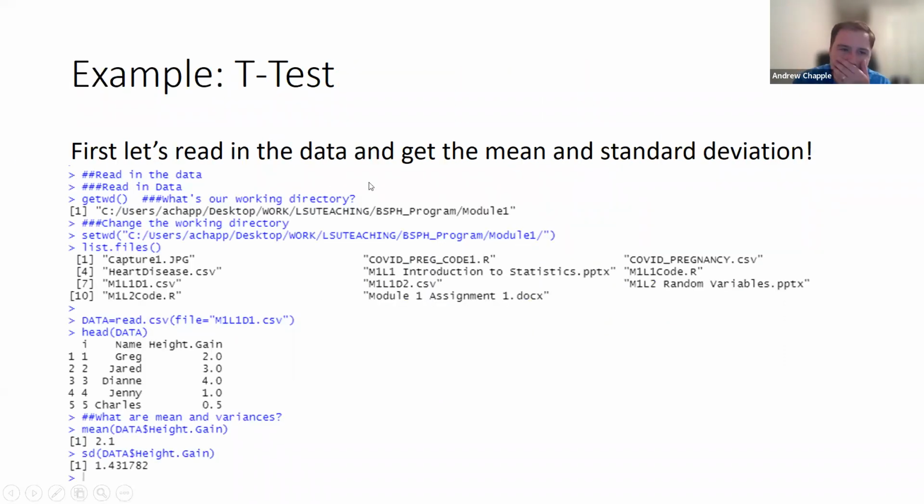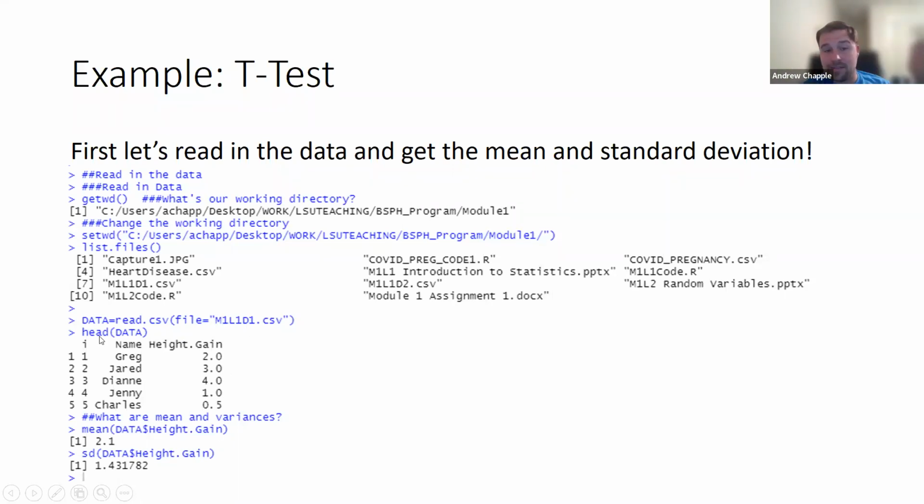So here's an example. We're going to read in our data first, and we'll get our mean and standard deviation because those are going to be useful. First thing I'm going to do is check what my working directory is using getwd. I might change my working directory. I can look at the files here. Now what I actually want to do is load in the height data, and the height data is in module 1, lecture 1, data set 1. So that's where you're going to go to get it. It's in that lecture material.